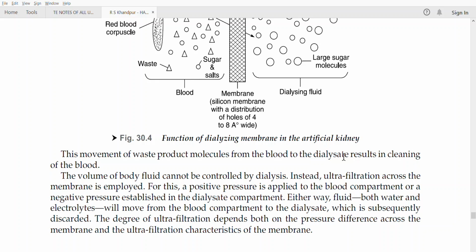Okay, so this is the fundamental process underlying a dialysis membrane. So if it is asked in the exam about the importance of the fundamental principles, these are the fundamental principles. What are those? Diffusion and ultrafiltration. Okay, thank you.